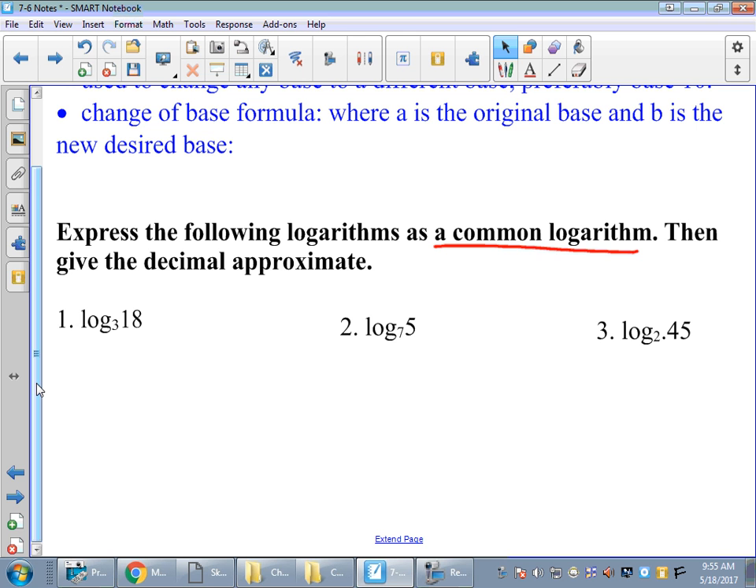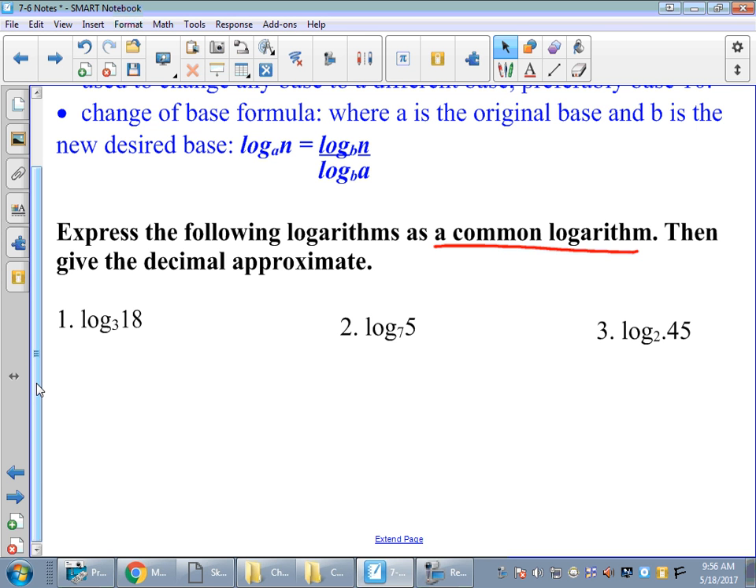So I'm going to change log base 3 of 18. And what I'm really asking there is what you raise 3 to get 18. I'm going to say what you raise 10 to get some other number, and they'll be equivalent. The formula itself is a little confusing, but it's not that bad. Write it down. Log base A of n, that's the original, is equal to log base B of n, where B is the desired base, over log base B of A.